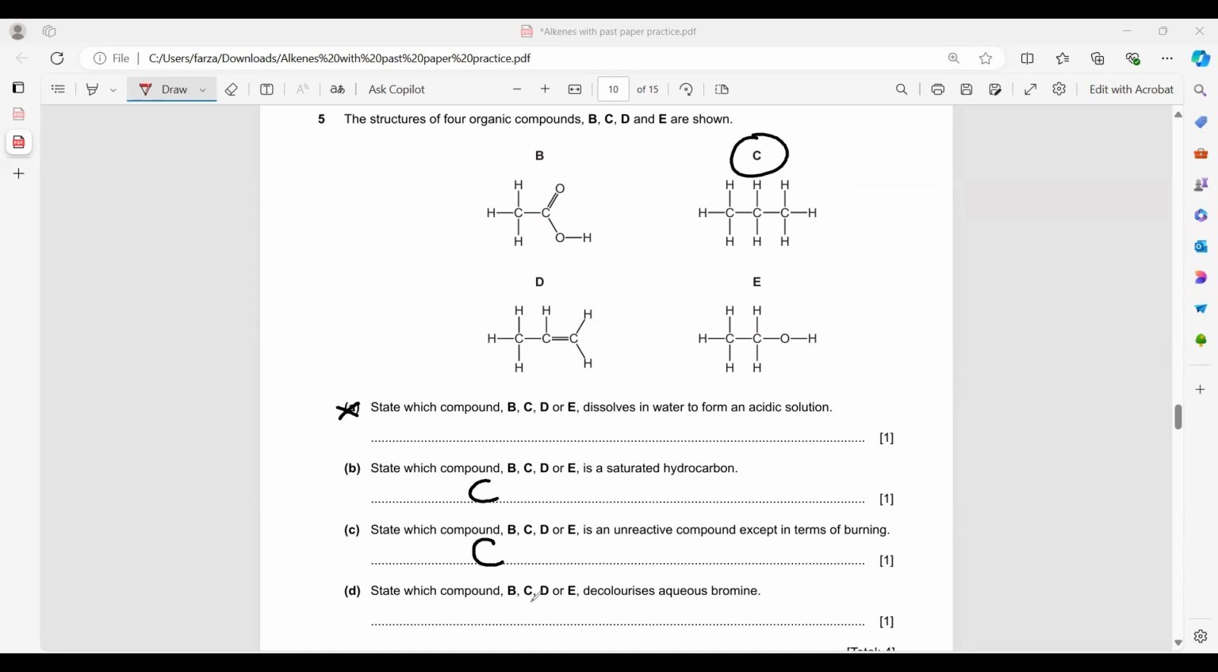State which compound B, C, D, or E decolorizes aqueous bromine. So which decolorizes aqueous bromine? It's an alkene. So alkene, how are you going to find out? By the double bond that it has. So D is the answer. So now let's move on to the next.